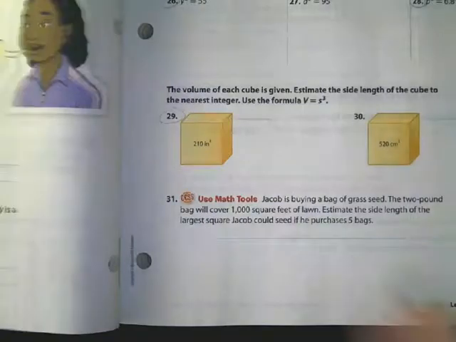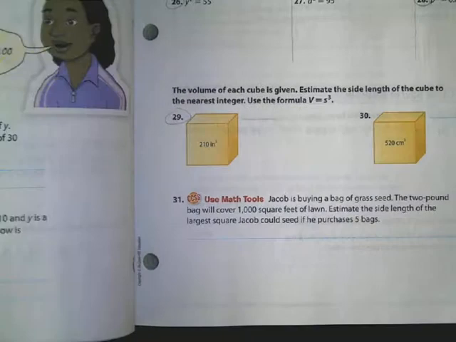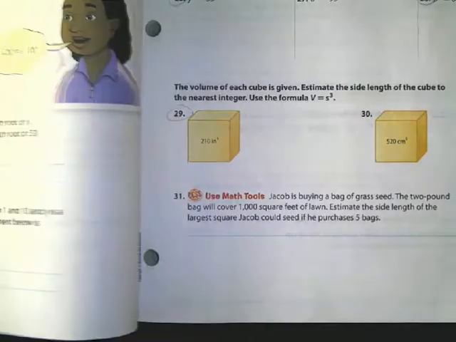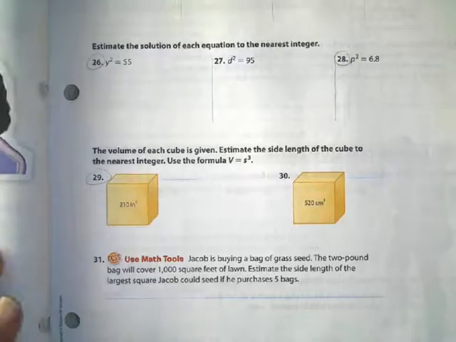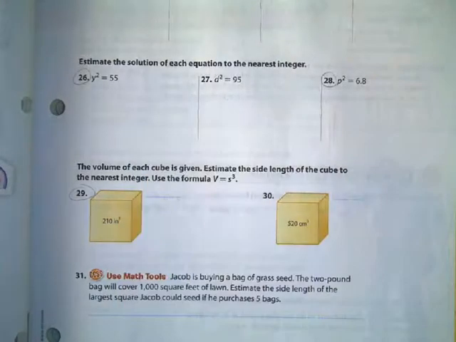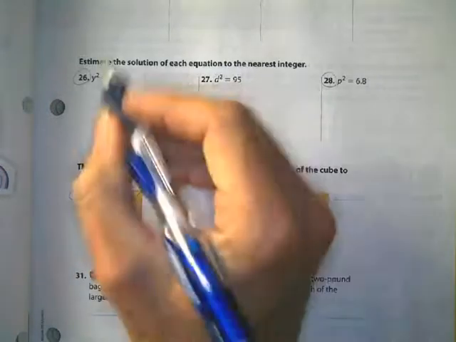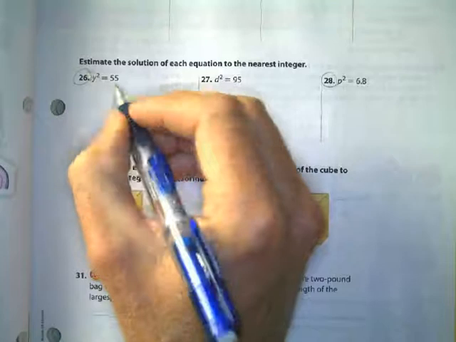Alright, let's turn the page and look on the back side here. We're going to take a look at a couple of problems from the extra practice pages on page 87. First of all, number 26. It says estimate the solution to each equation to the nearest integer. So we have y squared equals 55.